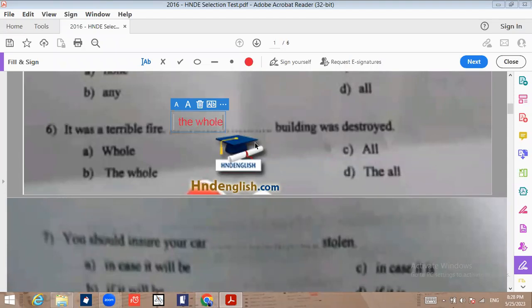Sampurna. That's the word. Right? If you take the word the whole, that means sampurna. If you take the word the all, that means siyalu. Siyalu and sampurna. Right? I think you got the point. Okay. So it was a terrible fire. The whole building, sampurna building was destroyed. Right? So that is it. Okay.